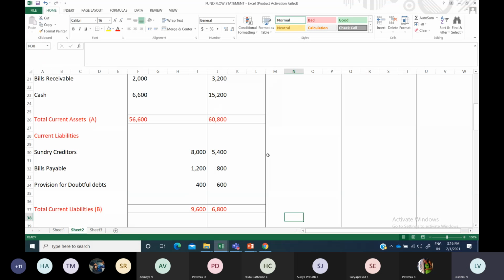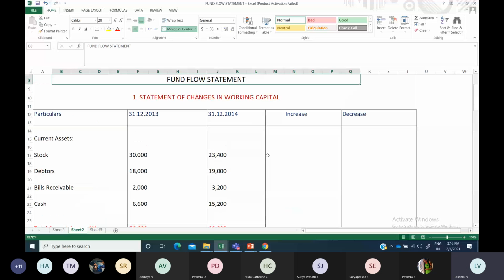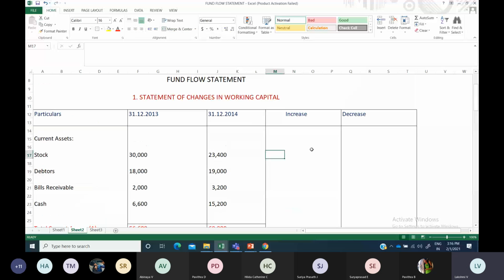So find out whether it is an increase or decrease. 30,000 to 23,400 it has happened. So it is a decrease in current asset. Decrease in current asset means decreases working capital. So decrease column. Find out how much amount you are getting. 30,000 minus 23,400. How much are you getting?